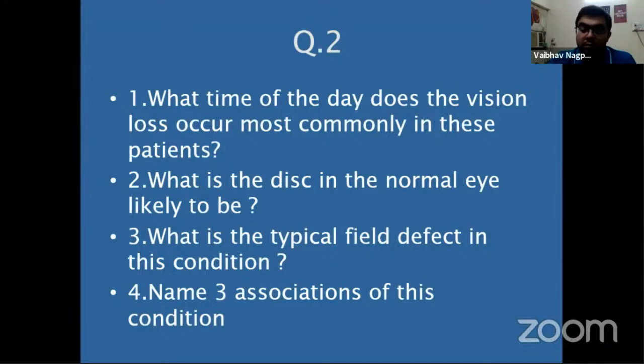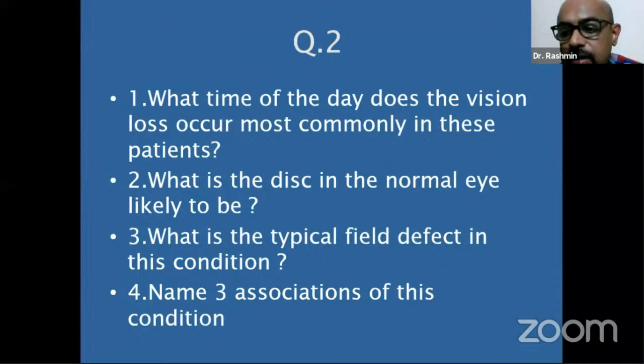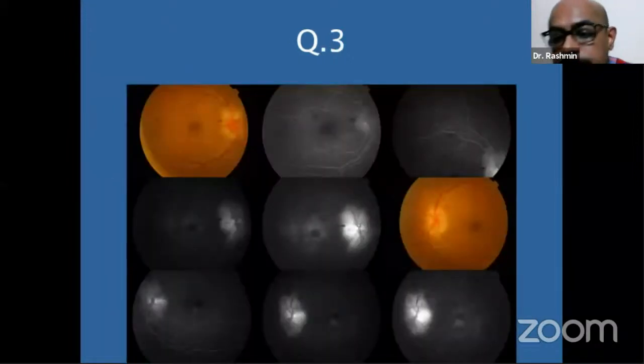And so the three associations may be, the patient may be having hyperlipidemia or hypertension, diabetes, or maybe drug toxicity because of amiodarone or interferon alpha. Anything else in a younger patient? Hyperhomocysteinemia. All right. Below 40, you have to look for homocysteine level. And the other association which is coming up now is sleep apnea. All right.